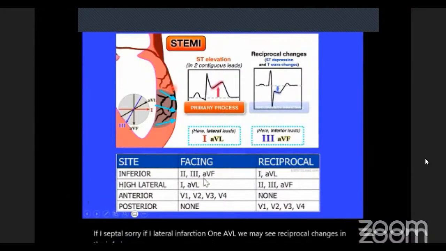Anterior usually does not have significant reciprocal changes, and posterior, we don't see it in the 12 lead unless we do posterior leads, and we will discuss this in a minute. But we may see reciprocal changes in V1 to V4. So reciprocal changes may or may not be present, but if present, they indicate that the ST segment elevation is likely myocardial infarction rather than other differential diagnoses of ST segment elevation.